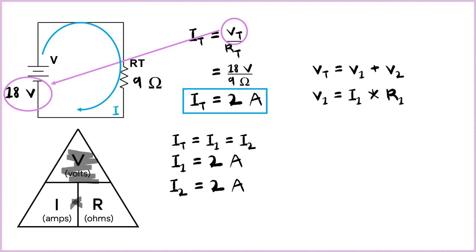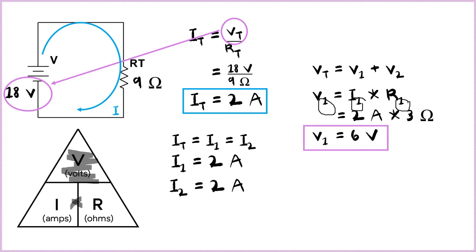So our V1 is equal to the current flowing through R1 times R1. Okay? Make sure that if the sub number of our variable is 1, or we are getting the V1, our I1 should also be 1 and our R1 should also be 1. Take note. Okay? So V1 now is equal to 2 amperes times 3 ohms. Our V1 is equal to 6 volts.